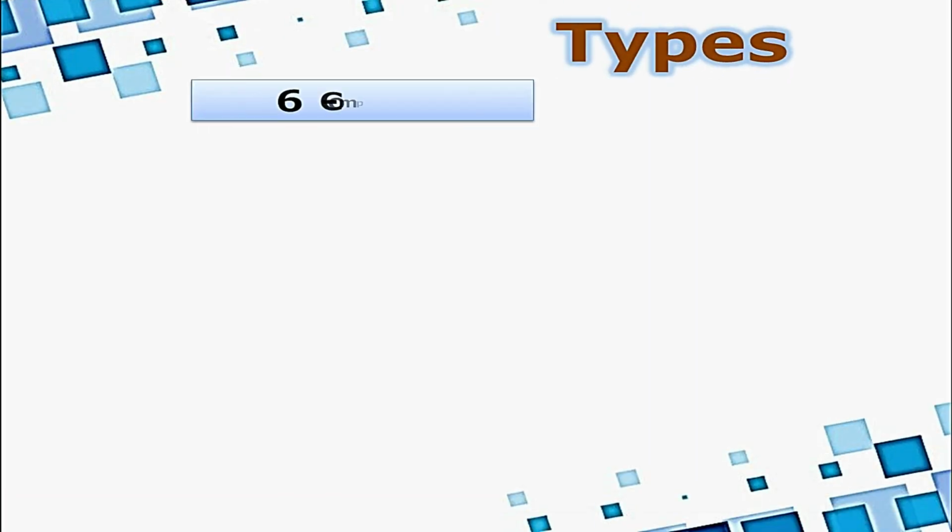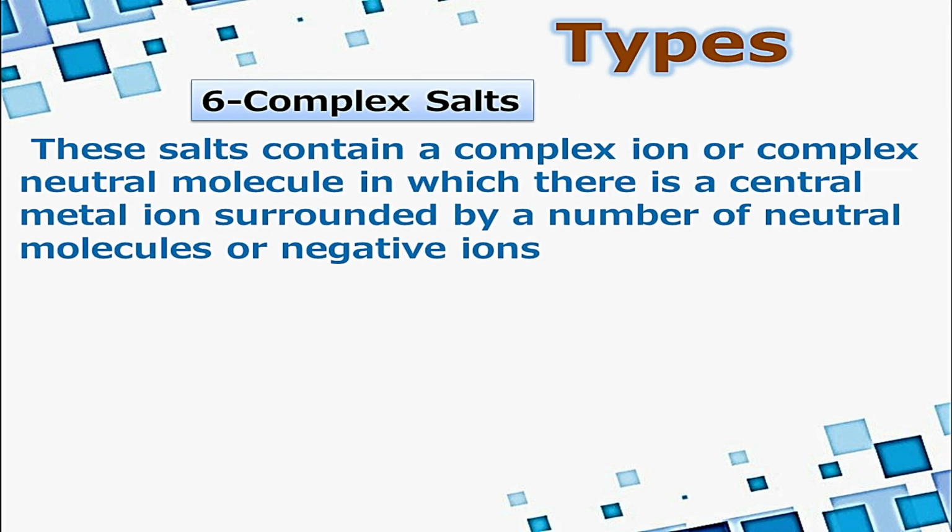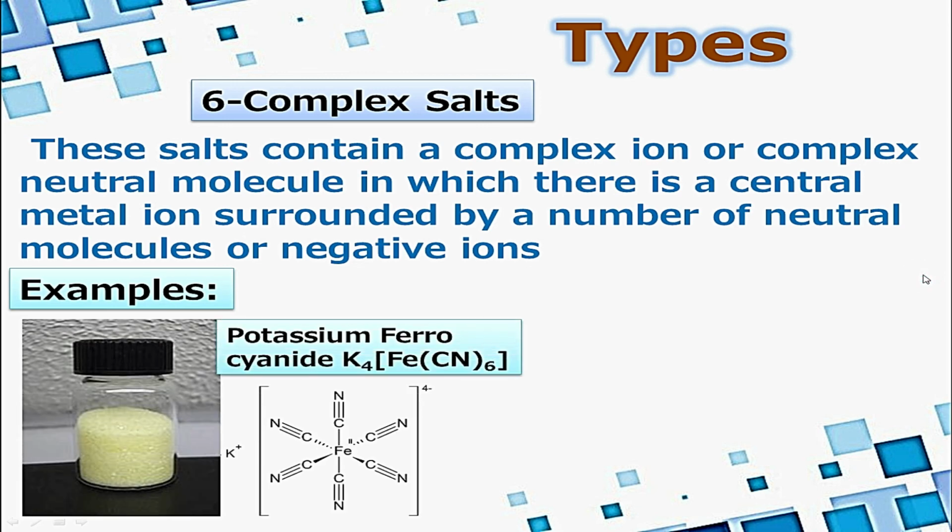Another type of salt is complex salts. These salts contain a complex ion or complex neutral molecule in which there is a central metal ion, and these metals are commonly transition metals, mostly transition metals. These metals are surrounded by a number of neutral molecules or negative ions. They have complex structure too. An example is potassium ferrocyanide. The formula is K4[Fe(CN)6]. The structure of this potassium ferrocyanide is like this. These complex salts are mostly colored compounds.